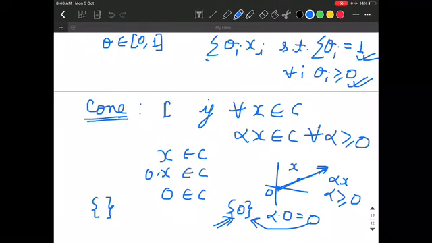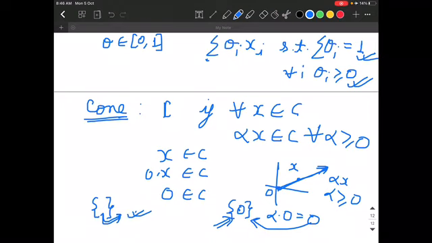So because no point lies in this set, it satisfies. So what is a cone? If any x exists in the set, then alpha x should also lie in the set. However, there is no point, since there is no x, then alpha x need not lie, and this is also an example of a cone.